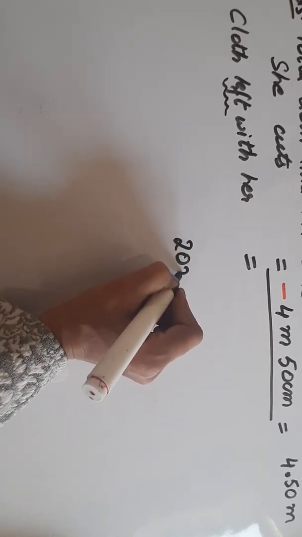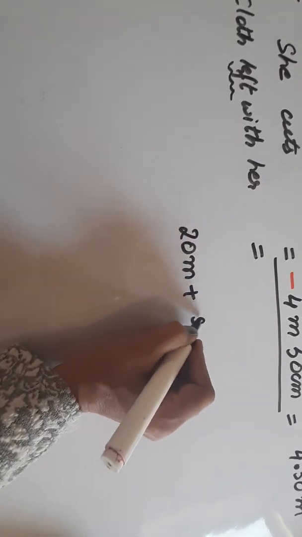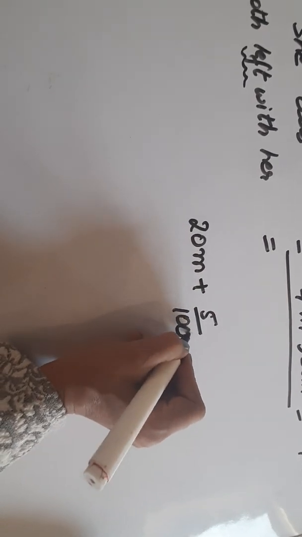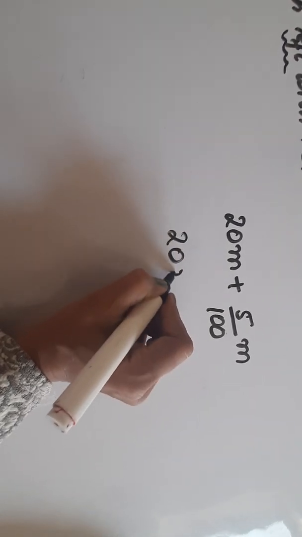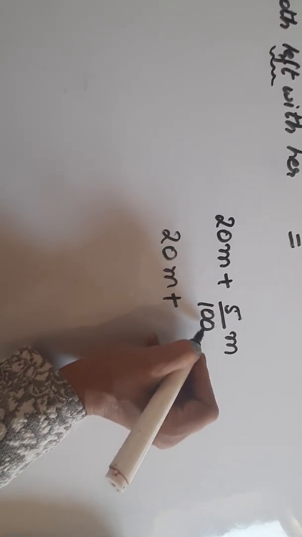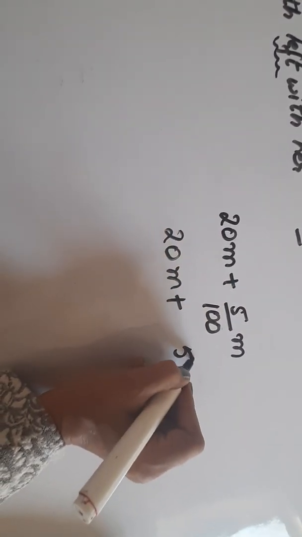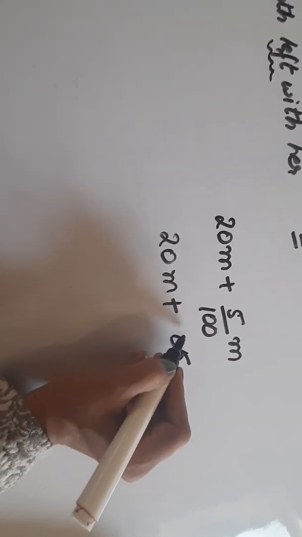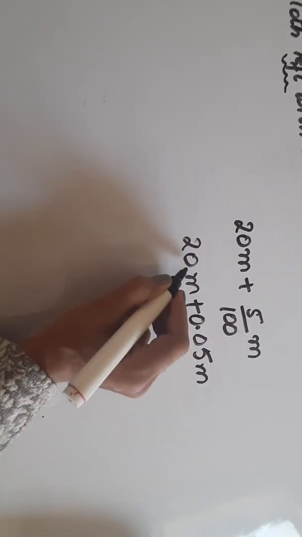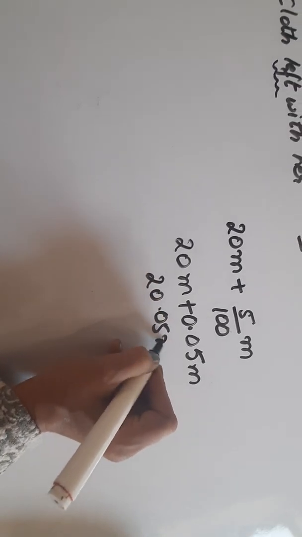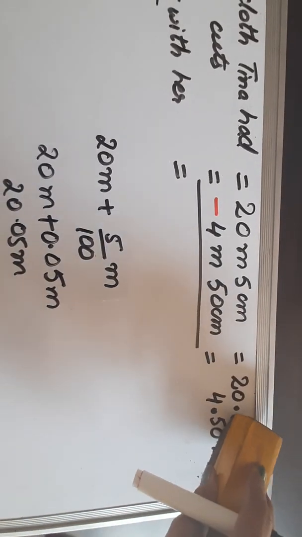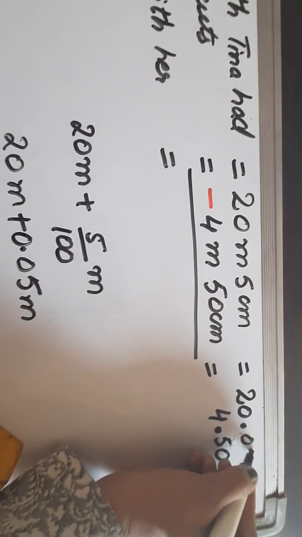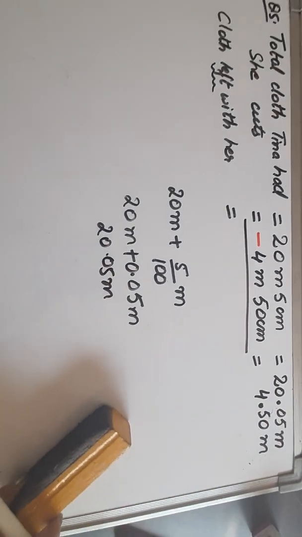20 meter plus 5 centimeter. To convert 5 centimeter into meters, we'll divide it by 100. So for these two zeros, let us place the decimal. One digit is 5 and the other will be 0 because two zeros are there. This will be like this, meters. So this will be 20.05 meters. Note down this in your notebook also.